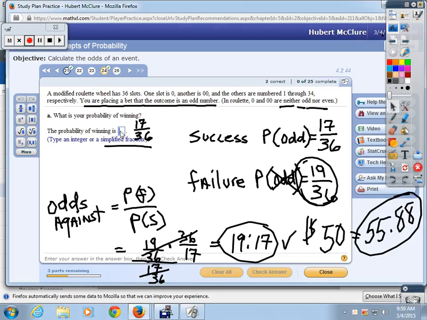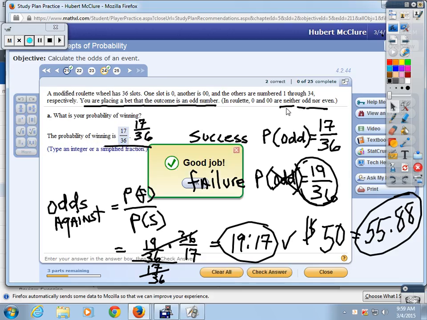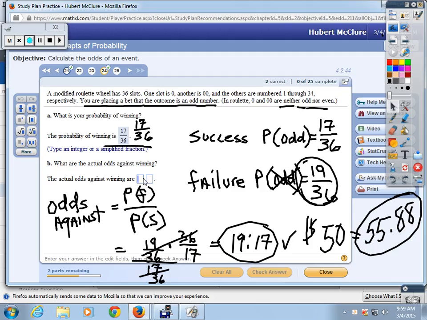our probability of winning is 17 over 36. And this is 19 over 17.